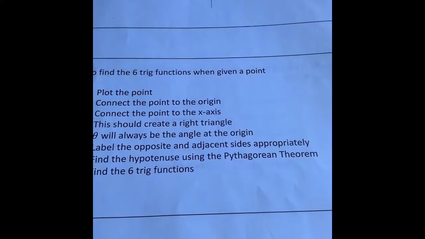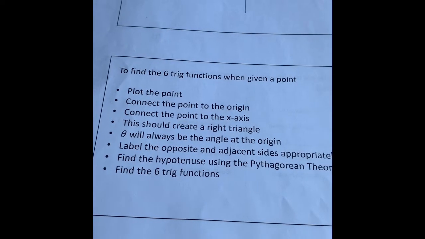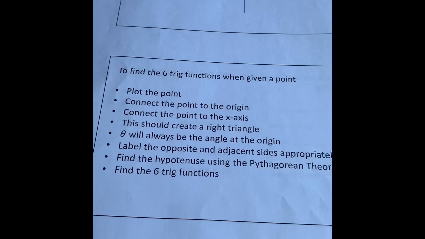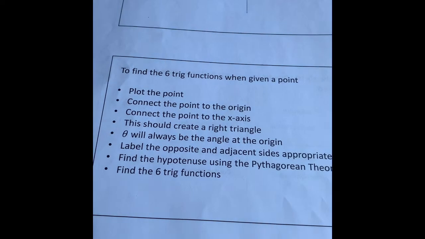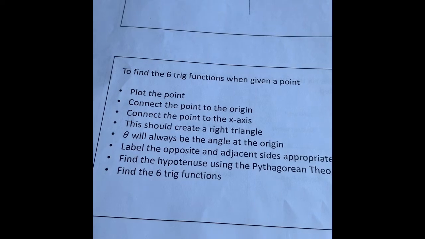Find the hypotenuse using the Pythagorean Theorem, and then be able to find any of the 6 trig functions that you are being asked for in the assignment. We don't necessarily have to find all of them on the examples that we're going to look at, even though it says so.